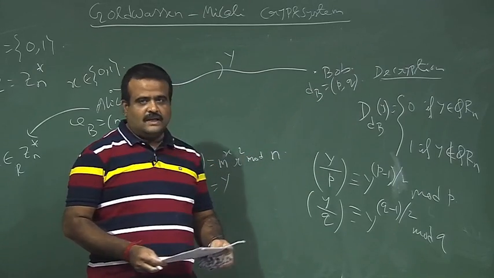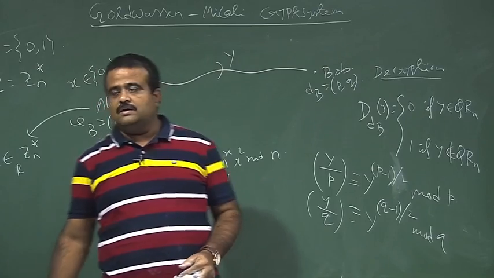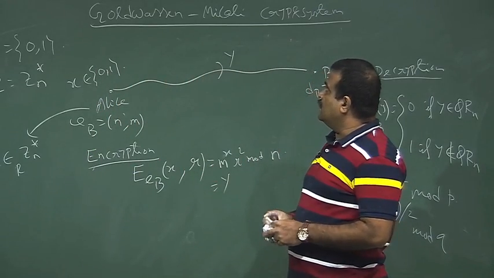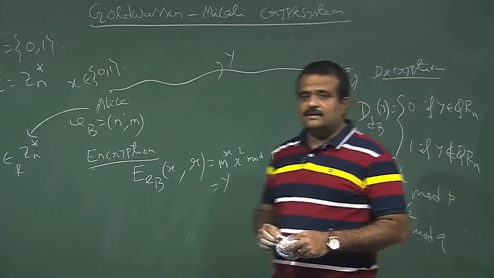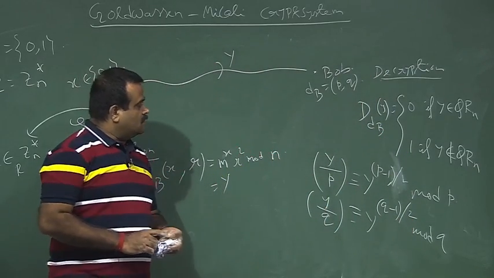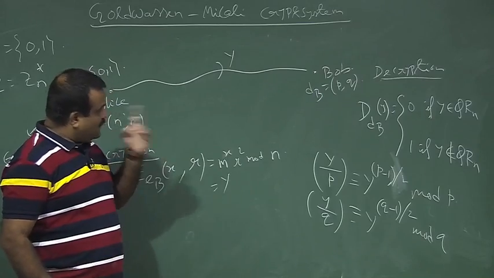Okay, so this is the algorithm based on the Jacobi symbol, which is called the Goldwasser-Micali algorithm. This is a probabilistic algorithm. So, yeah, thank you.